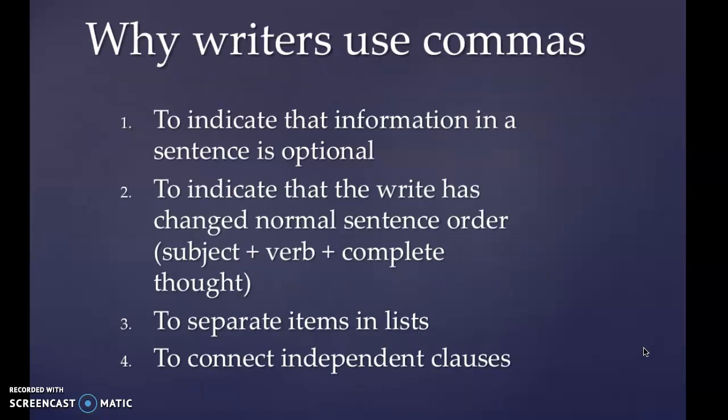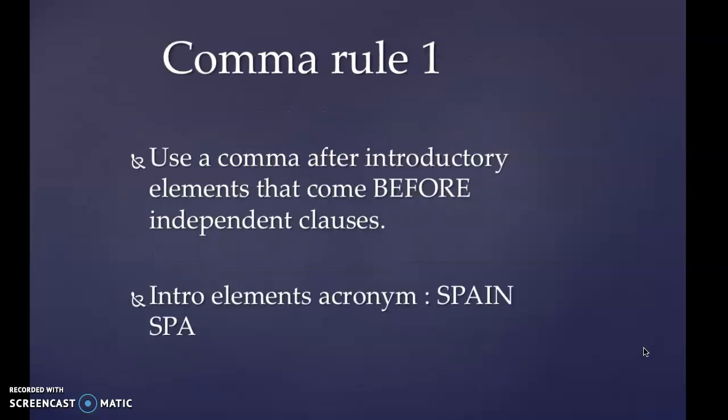So why writers use commas? In general, it's so that what you're trying to say is expressed. The more specific reasons: number 1, writers use commas to indicate that information in a sentence is optional. Number 2, writers use commas to indicate that the writer has changed the normal sentence order. So instead of using subject verb plus complete thought order, commas indicate that the writer has mixed up that order. Number 3, writers use commas to separate items in a list. And number 4, writers, such as yourself, use commas to connect independent clauses.